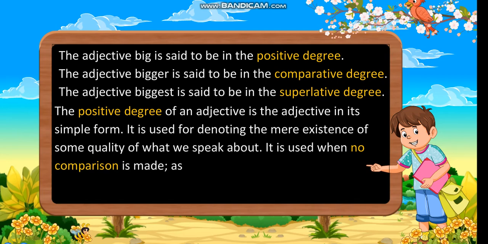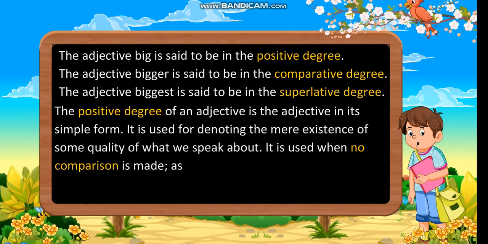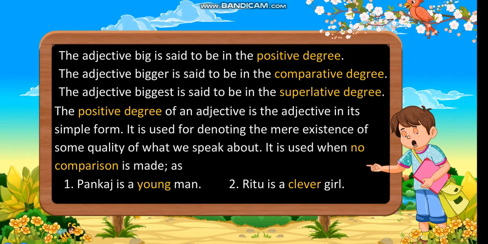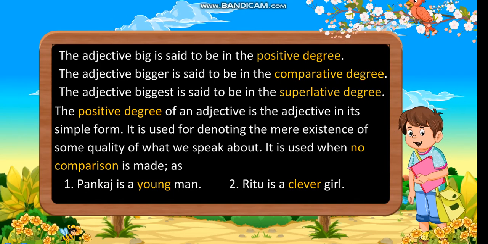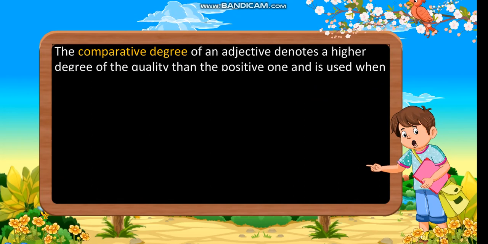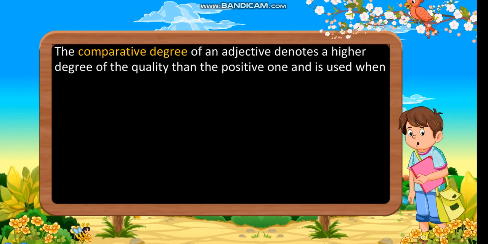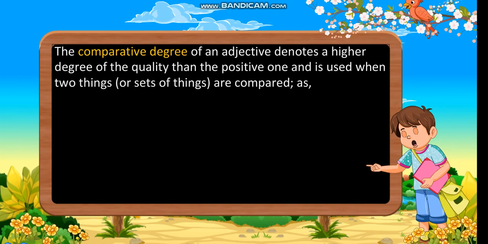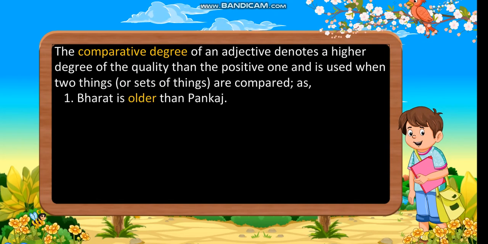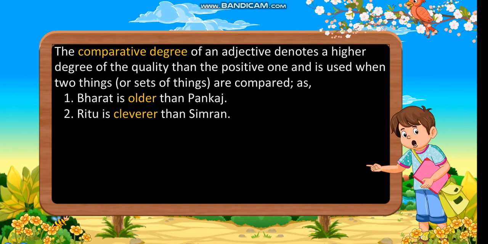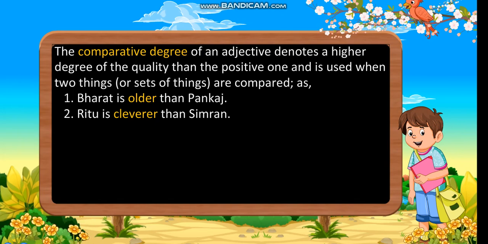It is used when no comparison is made, as: first, Pankaj is a young man. Second, Ritu is a clever girl. The comparative degree of an adjective denotes a higher degree of the quality than the positive one and is used when two things or sets of things are compared. First, Bharat is older than Pankaj. Second, Ritu is cleverer than Simran.